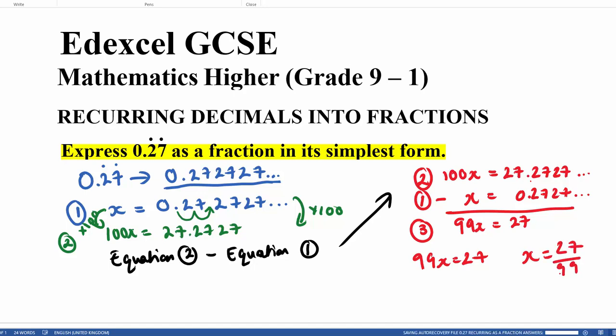Now, obviously, this is not expressed in its lowest terms. So, what number can go into 27 and 99? 9 can, because they're both multiples of 9. How many 9s are there in 27? We know there are 3. And how many 9s are there in 99? We know there are 11. And that is your final answer. Okay?